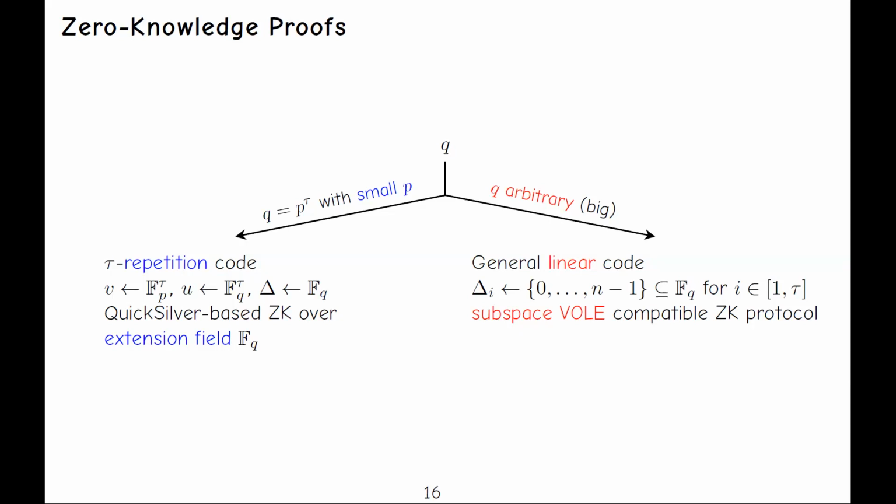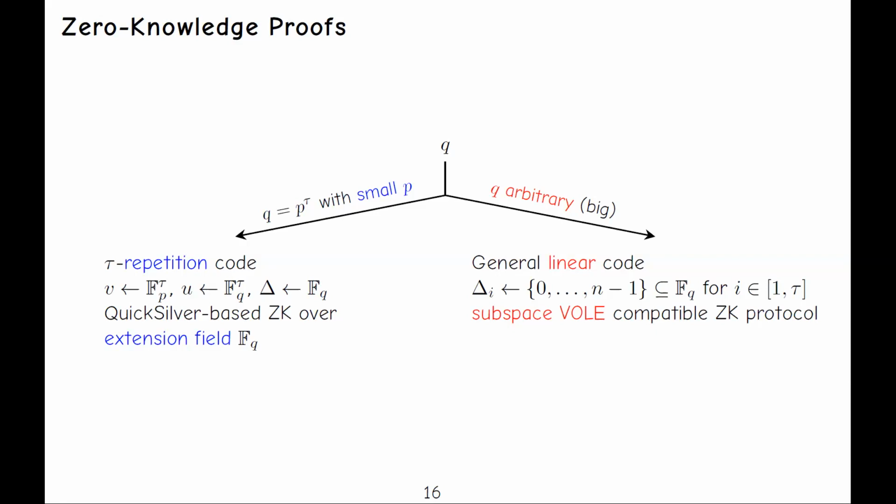And there we actually provide two protocols. If we work over a small field, a small prime field, then this is nicer for this soft-spoken OT conversion. And it makes sense to use the repetition code because then we can easily work in an extension field. And this Quicksilver-based zero knowledge protocol, which I showed in the beginning, of this quadratic equality check, works very well. And we can work easily over these extension fields, which is very convenient. If q is arbitrary, say some big prime, then we need to use different techniques, and we would use a general linear code instead.